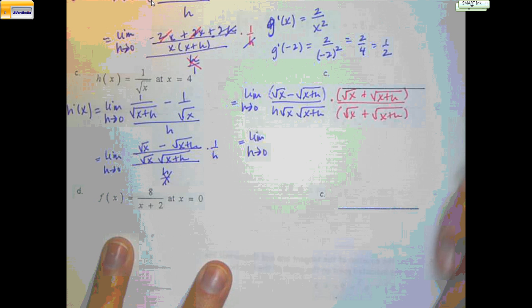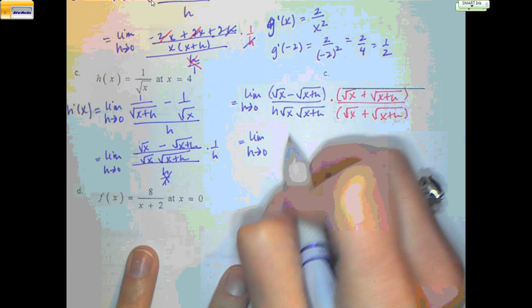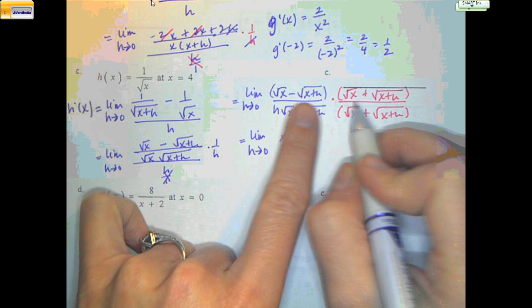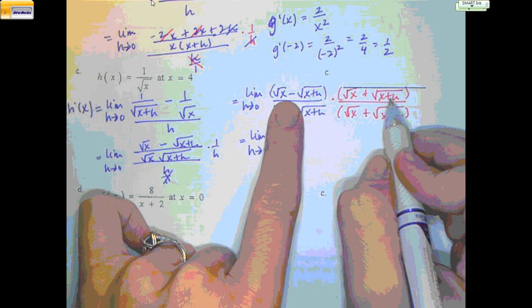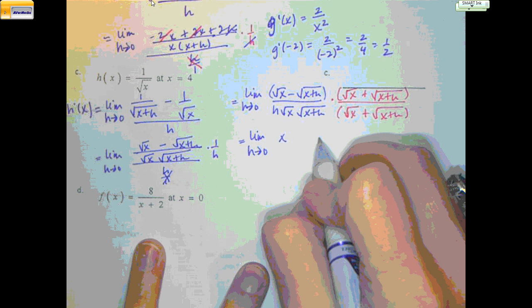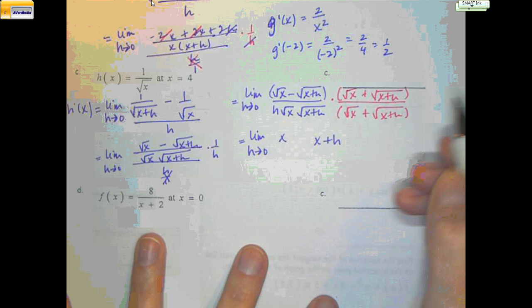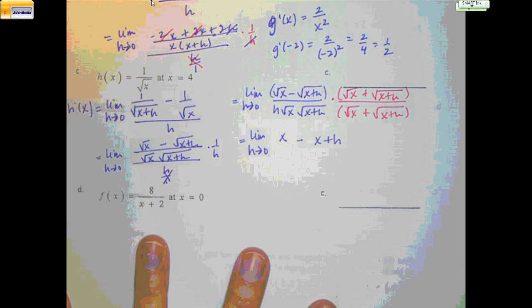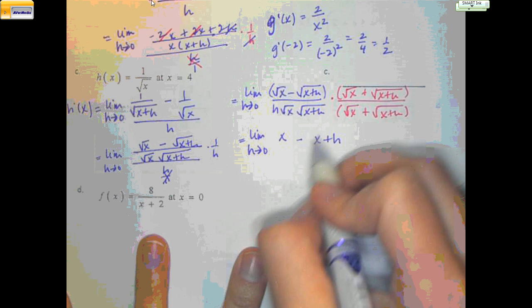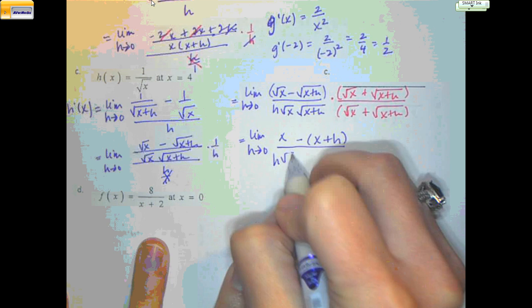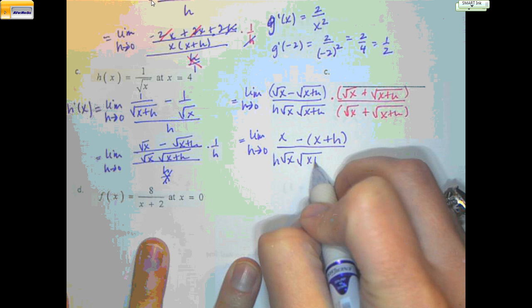On the top, when you FOIL it, the first terms, square root of x times square root of x is x. The outer and inner terms are going to cancel. That's the whole point of the conjugate. The last terms, we get x plus h. The root just pops off. And we're subtracting. What'd I forget? Parentheses, because you're subtracting the whole thing. Good job. Over, don't try to multiply this out. Just rewrite the mess. It's going to get pretty here in a minute.